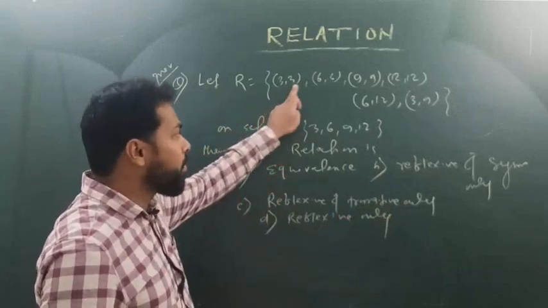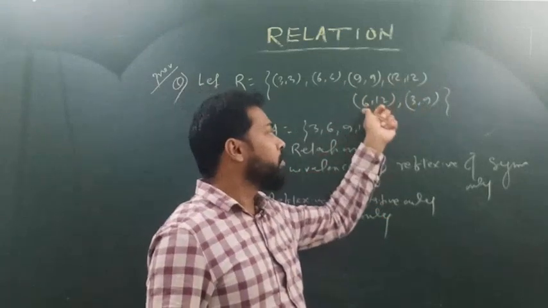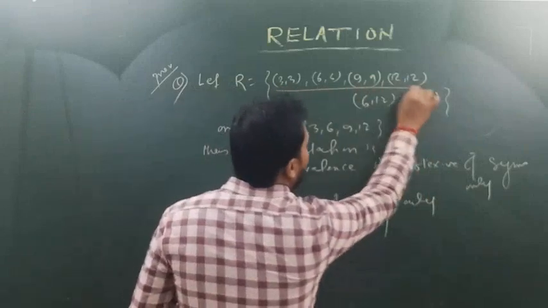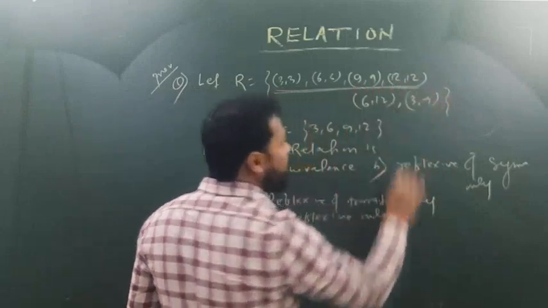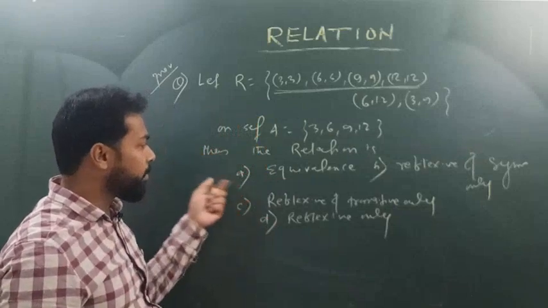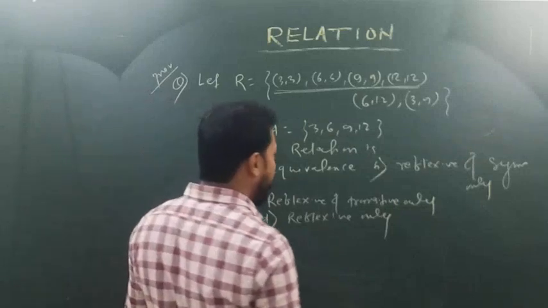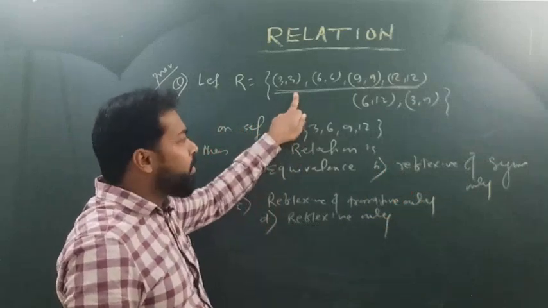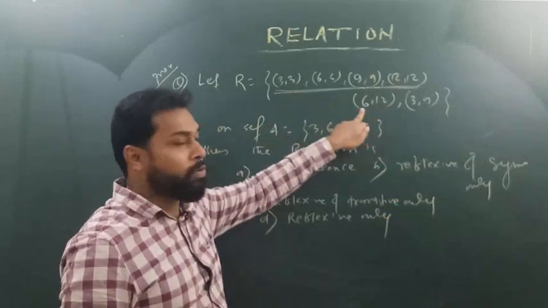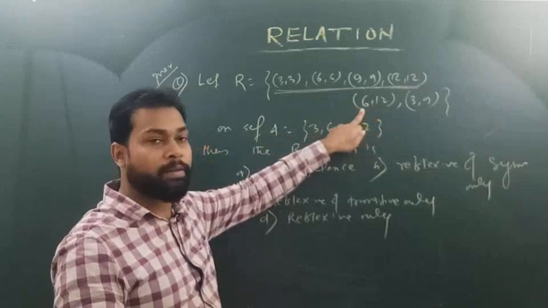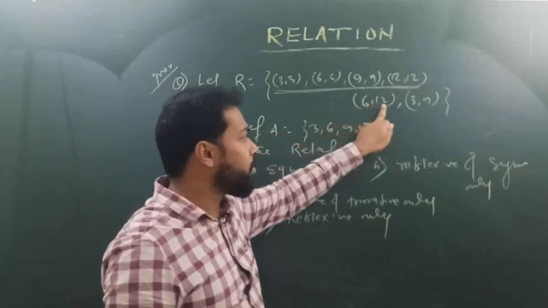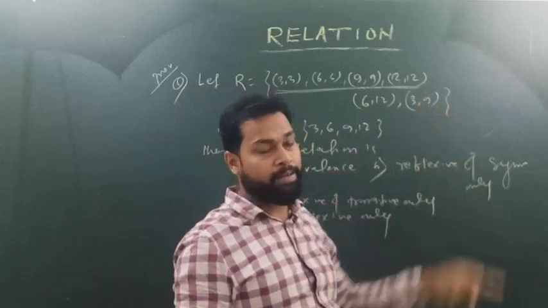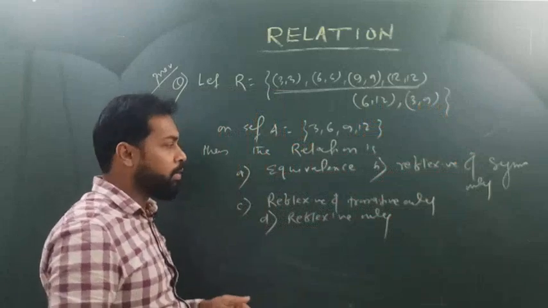Relation is given (3,3), (6,6), (9,9), (12,12), (6,12) and (3,9). So this is reflexive. Up to here, this is a sufficient condition for reflexive. Now we will check for symmetric. Is it symmetric? (6,12) is there, but (12,6) is not there. A to B, so B must be related with A. So (6,12) is there, but (12,6) is missing. Similarly, (3,9) is here, but (9,3) is missing. So this is not symmetric.